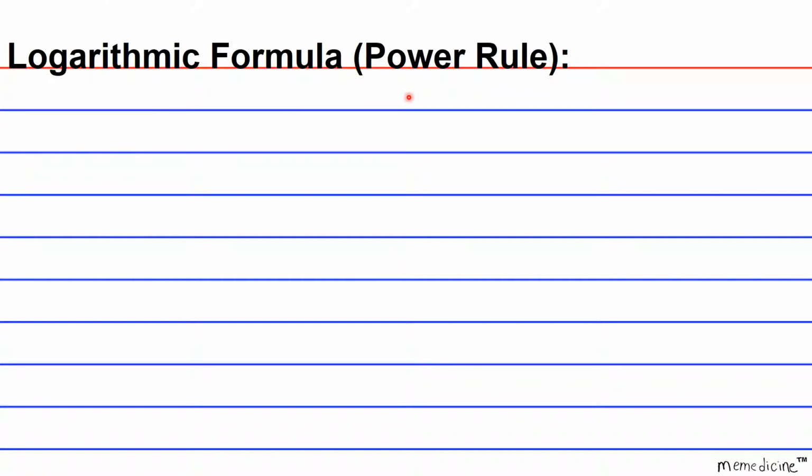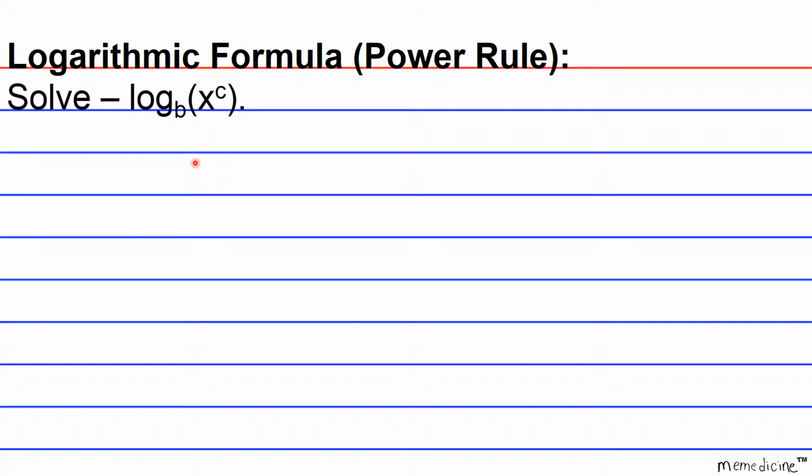Let's delve into the concept. Logarithmic formula, power rule. Solve the log base b of x raised to the c. Definitely press pause if you need to, and I'll give you a moment to think. All right, so hopefully by now you are able to press pause and come up with a formula. And if not, that's completely fine.